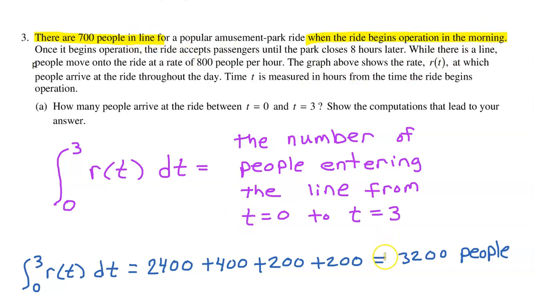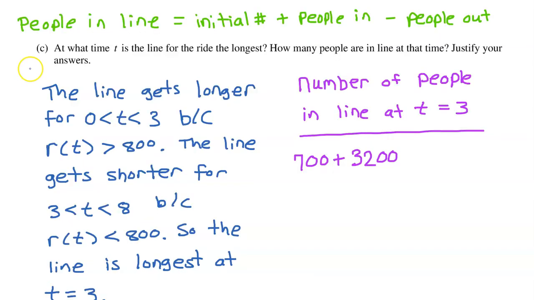In Part A, we found that 3,200 people entered the line from time t equals 0 to t equals 3. So the number of people in line at time t equals 3 will be 700, that's the initial number of people in line, plus 3,200, the number of people who entered the line between t equals 0 and t equals 3, minus the number of people who left the line between t equals 0 and t equals 3.